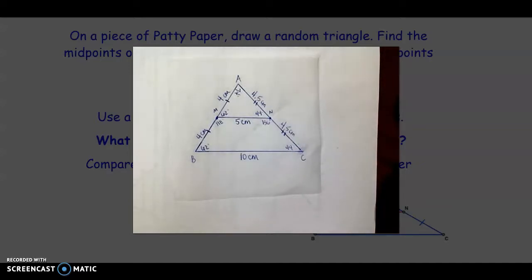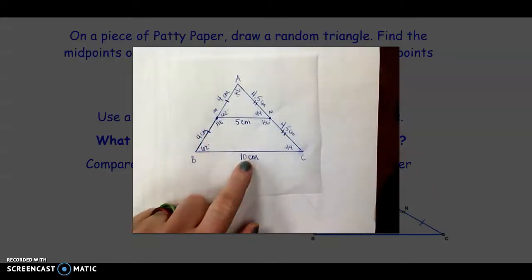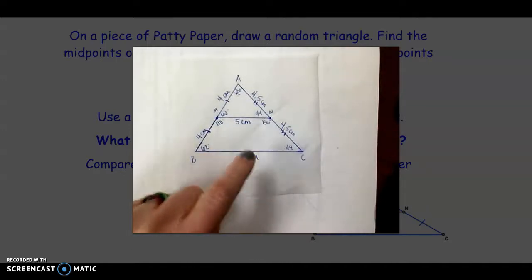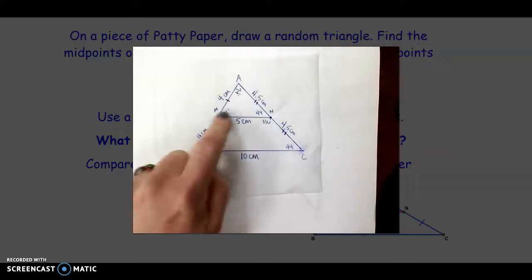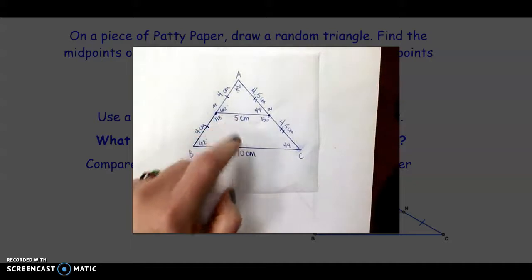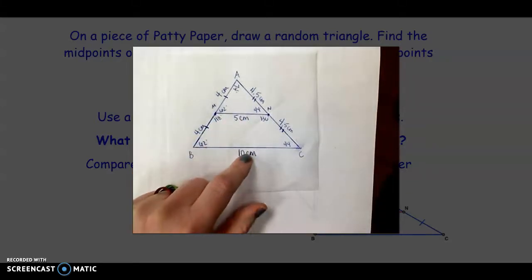The most important measurement that I want you to notice is the midsegment's distance compared to the third side of the triangle. Do you see the same relationship on your drawing that I have, where the midsegment is half of the third side? Because you should have that discovery as well. So the midsegment is always half of the third side, the side here. So this ratio would be a 1-to-2 ratio between the midsegment and the third side.